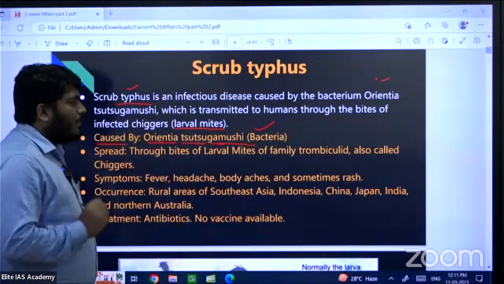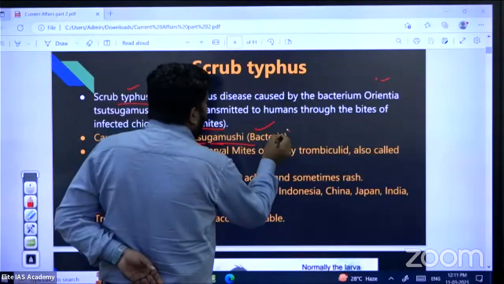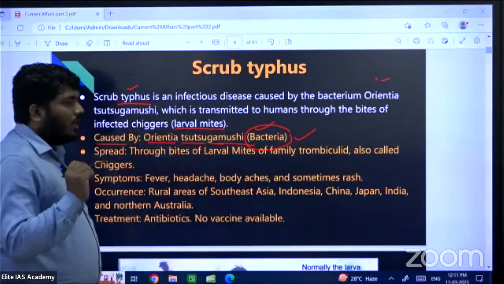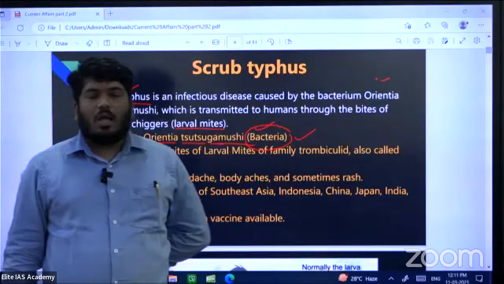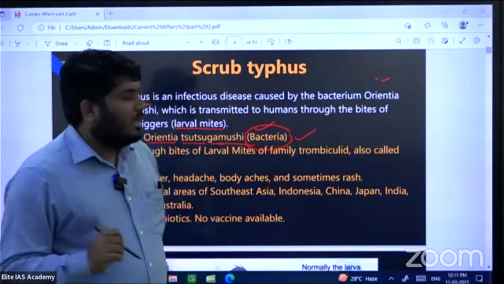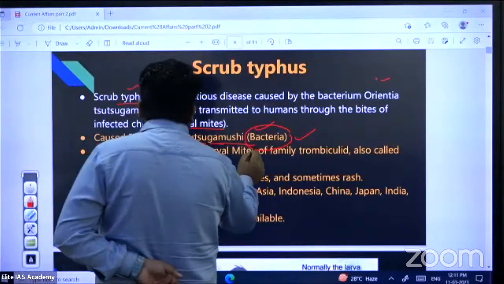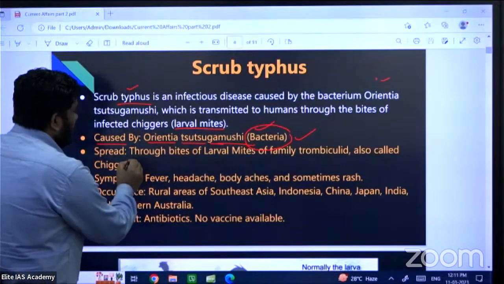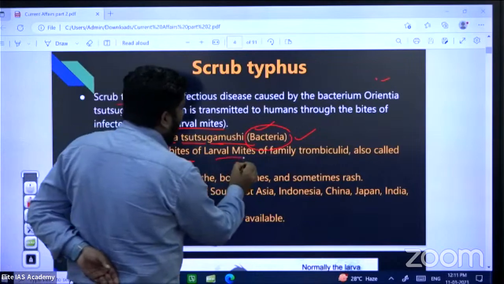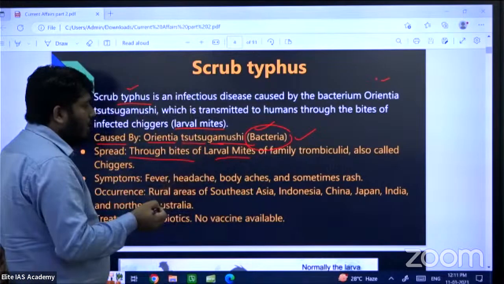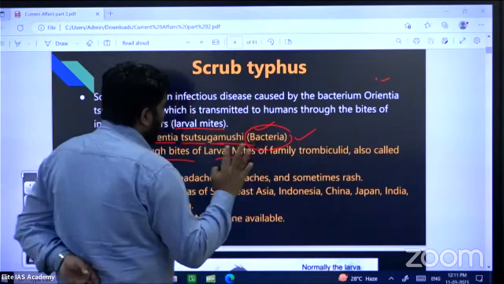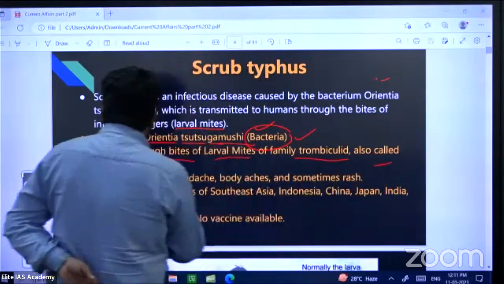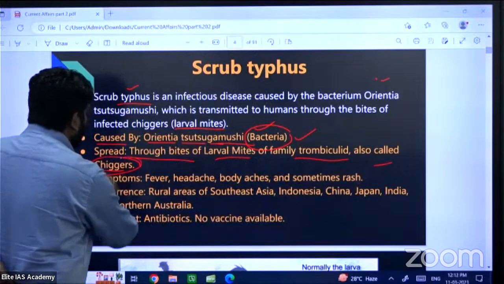So again, the important point, whether it is a virus-borne disease or bacteria-borne disease: it is a bacteria-borne disease. You need to understand this, because sometimes this question is asked. The name of the bacteria is written here. Next, it is spread through bites of larval mites. What is a larval mite? I'll show you. It is like a type of fly. And the family is Trombiculidae, also called chiggers. What are chiggers? That also I'll show.